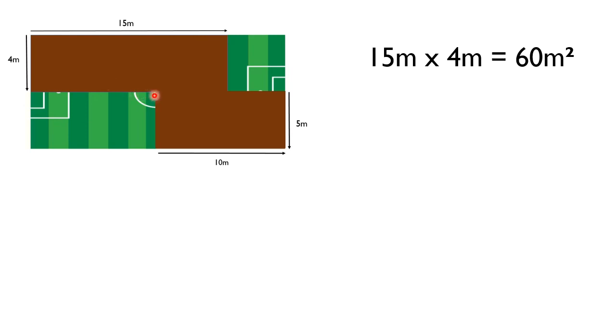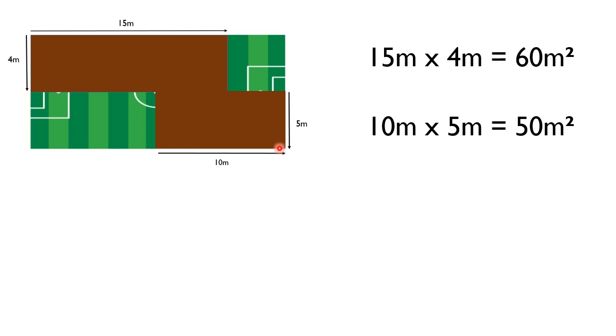Now, the next rectangle here has a length of 10 meters and a width of 5 meters. So we know that we need to multiply 10 by 5, which we can do quite simply because we're all very good at our 5s and our 10 times tables. And we know that 10 multiplied by 5 equals 50.